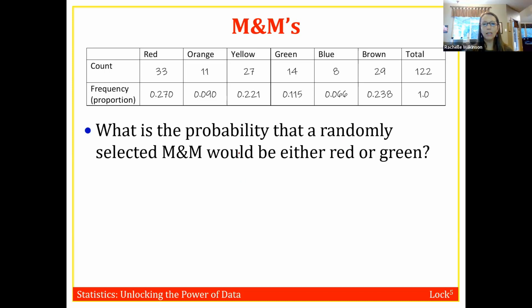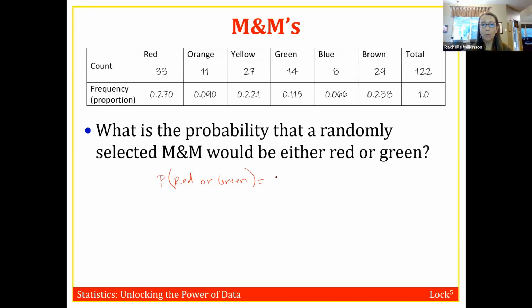So what's the key word in this question that's going to help us figure out which rule we should use? Or, exactly, or either. Both of those are good ones. Okay, so when we see the word or, which rule are we going to use? What's the name of the rule that we're going to use? The additive rule, exactly. So I'm looking for the probability of red or green. And if I'm just drawing one M&M out, there's no way I could get red and green at the same time, right? I either get red or green. So these events are disjoint.